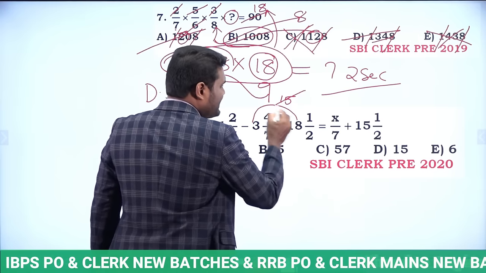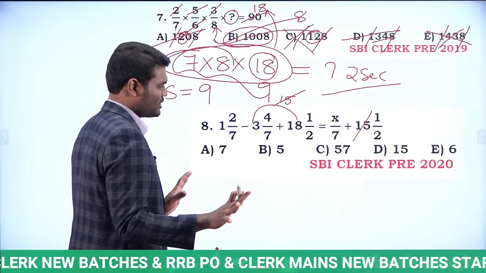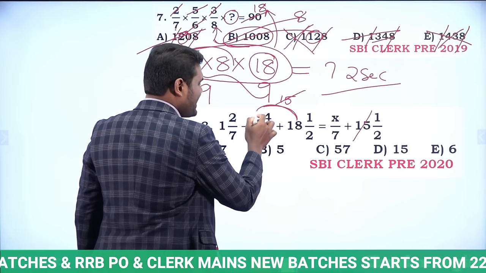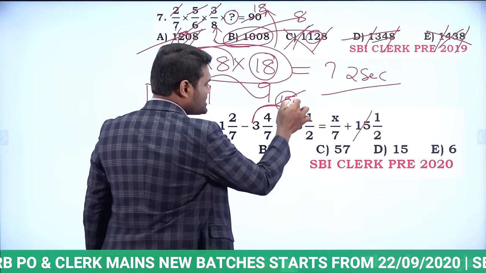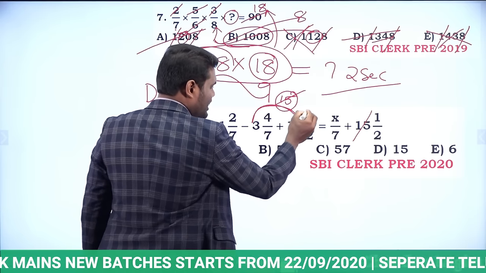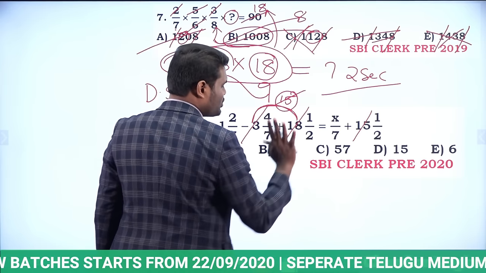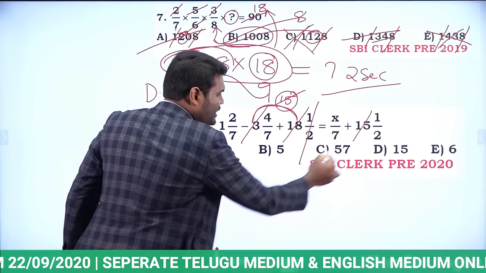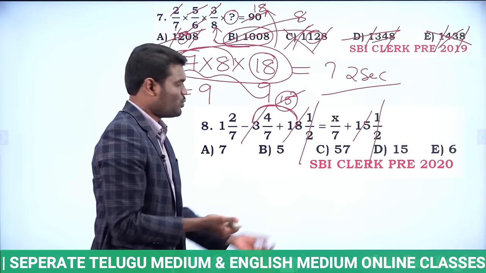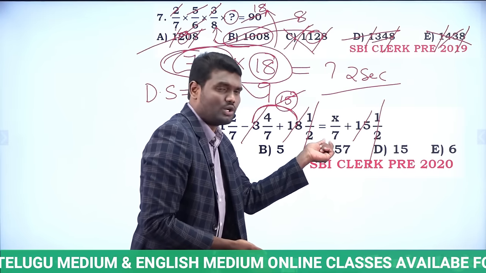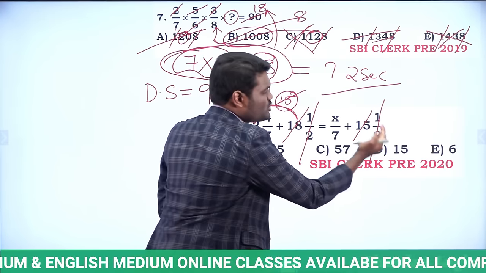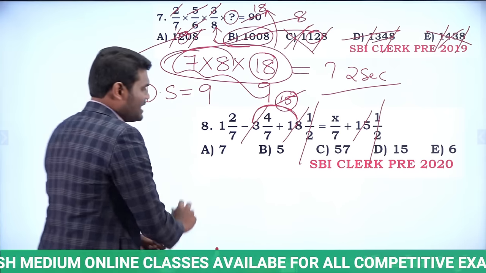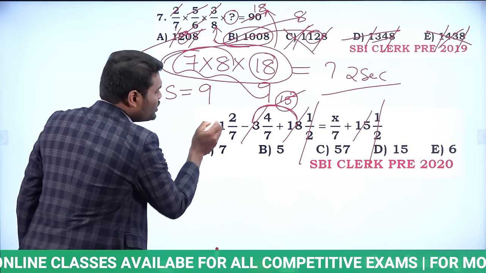Now look here, 15 and 15 get cancelled. Why? Because 18 minus 3 will be 15, and this is 15. So this gets cancelled. Now finally you are left with plus 1 by 2 and plus 1 by 2, which get cancelled. Why? Because as you have the equal sign, this is on the left hand side and this is on the right hand side. Both of them get cancelled. Now finally you are left with 1 2 by 7.